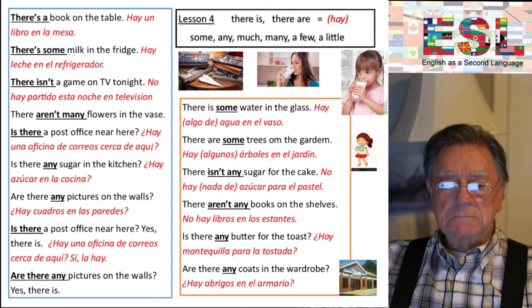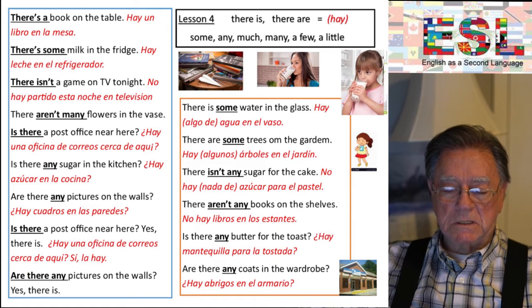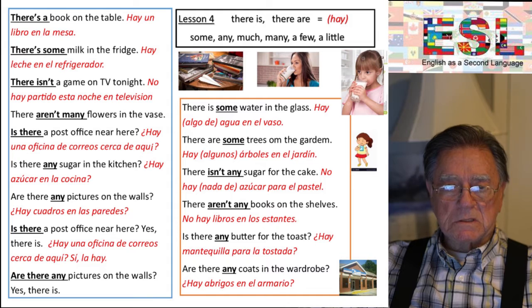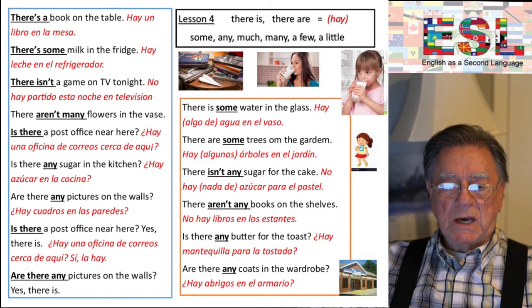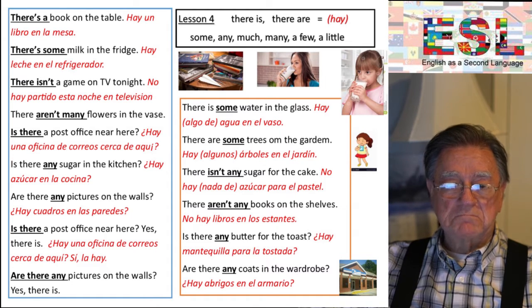And then there isn't a game on TV tonight. No hay partido esta noche en la televisión. No game. There isn't. There is not a game on TV tonight.